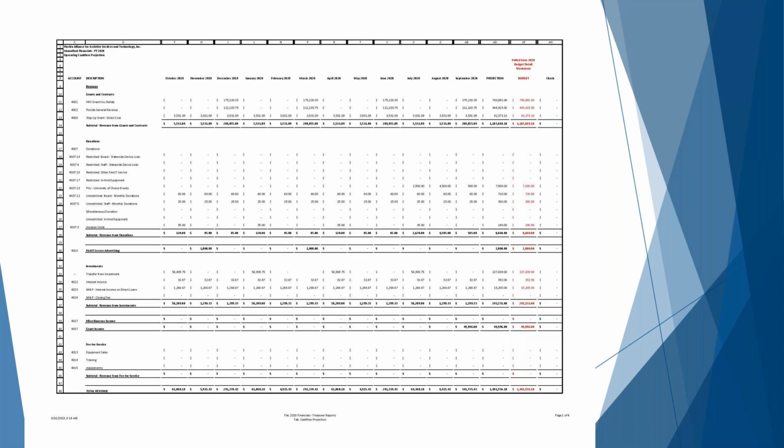And then this document also has the projections on the far right for the total year, the budget, which is pulled from the budget spreadsheet, and then a check to see if it adds up between the projections and the budget.